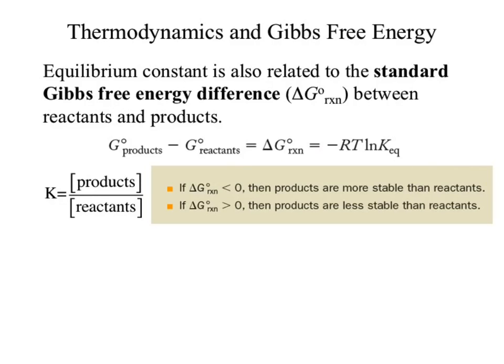The big one to get at: if your delta G is less than 0, the reaction is a spontaneous reaction, also known as exothermic. Our products are more stable than our reactants. So if I was to draw a reaction energy diagram, here's my reactants. Where would my products be for a delta G less than 0? My products must be lower. So I'd be looking at something like that.